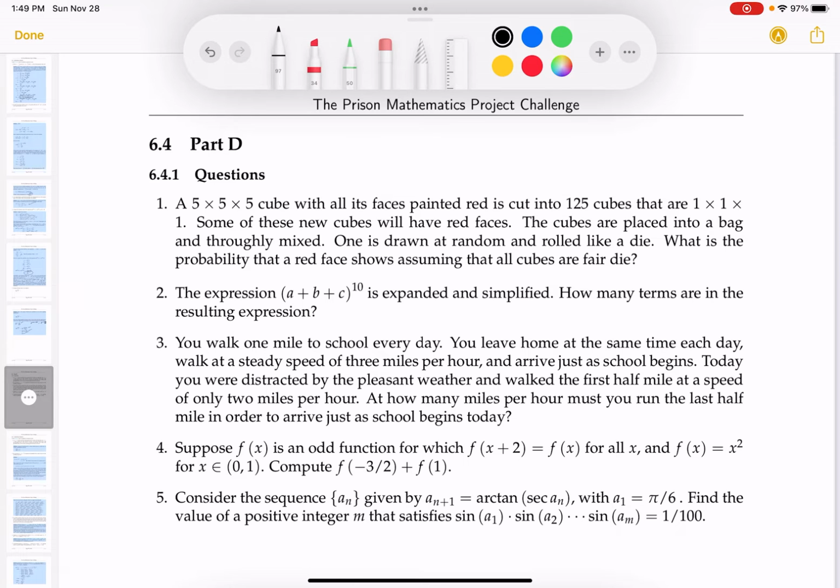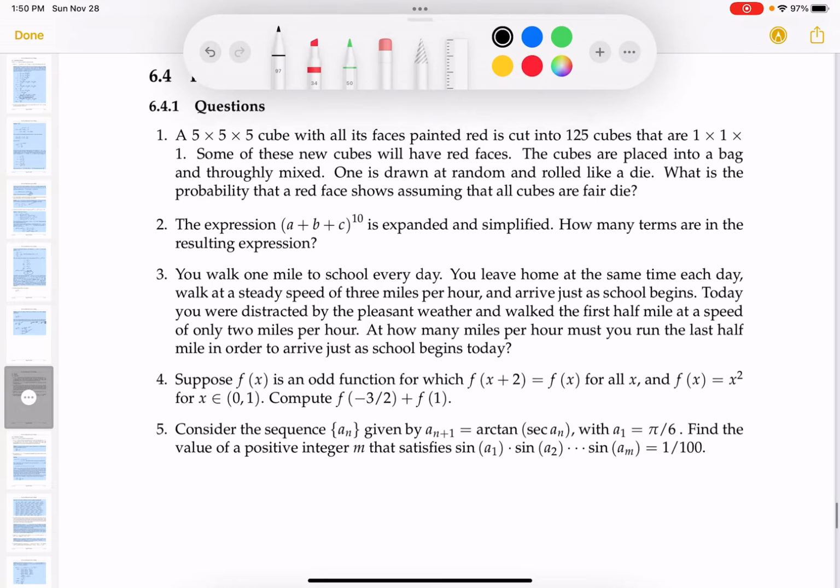Okay, again, we're given a sequence of questions. You're deciding which ones you can do, which ones you can't do. I'm going to say 1 and 3 look like manageable problems. Let me try 1 first.